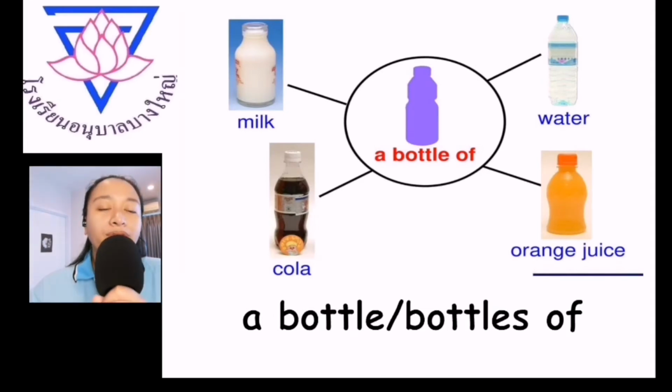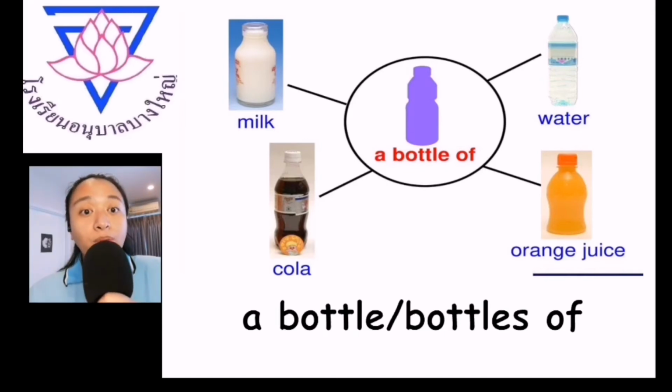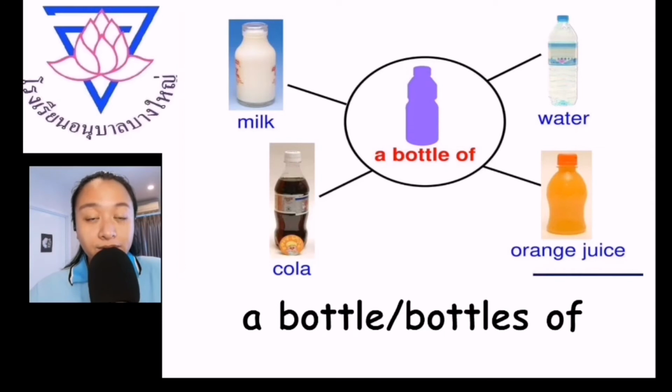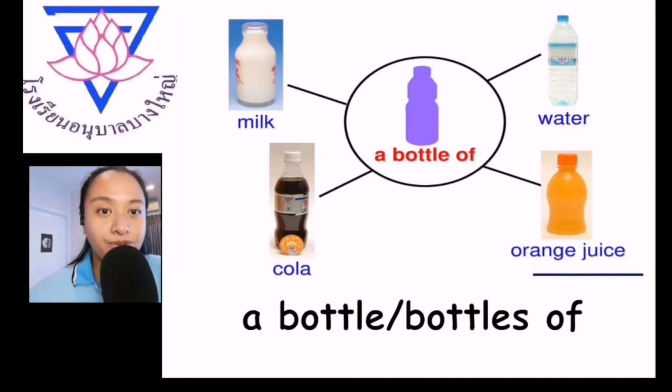Next, we will use the quantifier a bottle or bottles of. A bottle of milk. If it's only one, we will use the word bottle. But if it's 2 or more, we will use bottles. Okay? So let's read. A bottle of milk. A bottle of cola. A bottle of water. A bottle of orange juice.